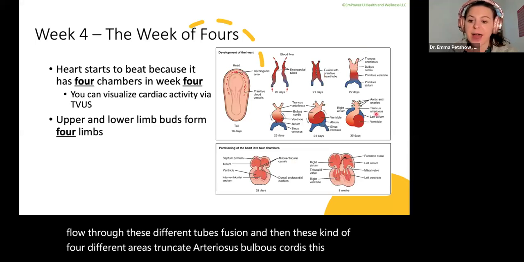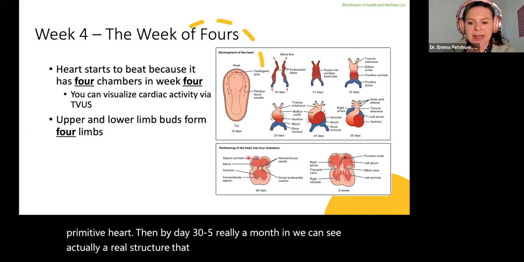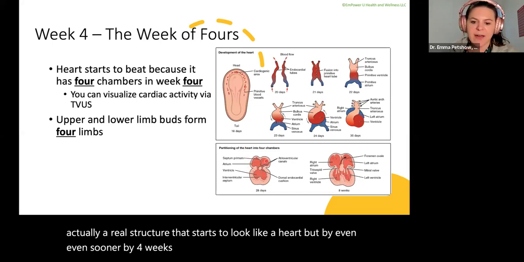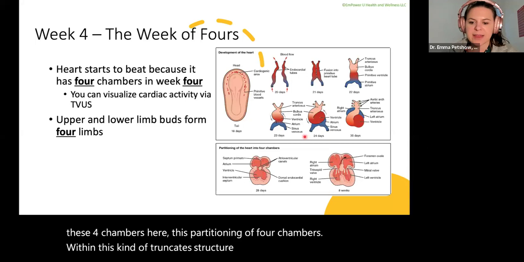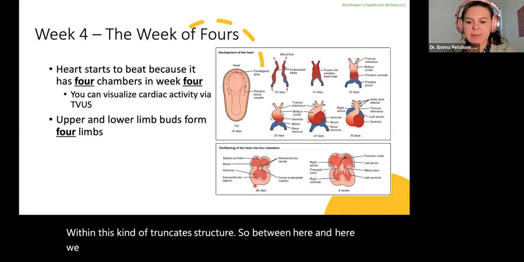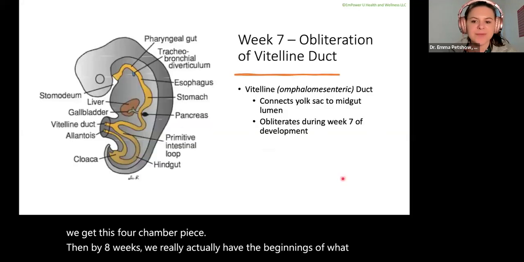Then by day 35, really a month in, we can see a real structure that starts to look like a heart. But even sooner, by 4 weeks in, by 28 days, you can see we have these 4 chambers, this partitioning of 4 chambers within this truncus structure. So between here and here, we get this 4-chamber piece. Then by 8 weeks, we have the beginnings of what are going to be our valves.